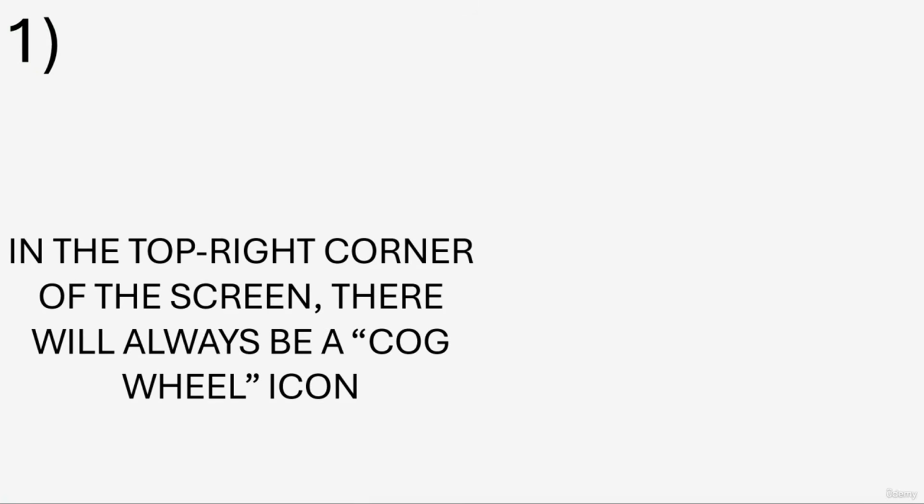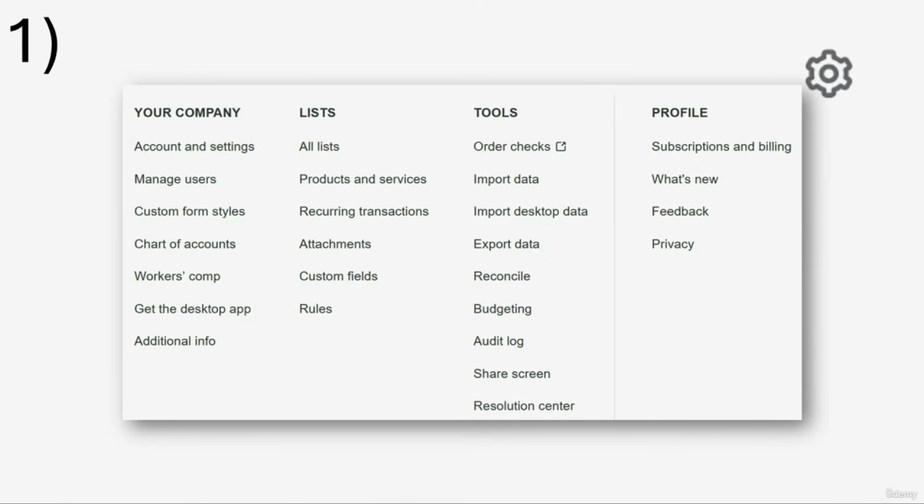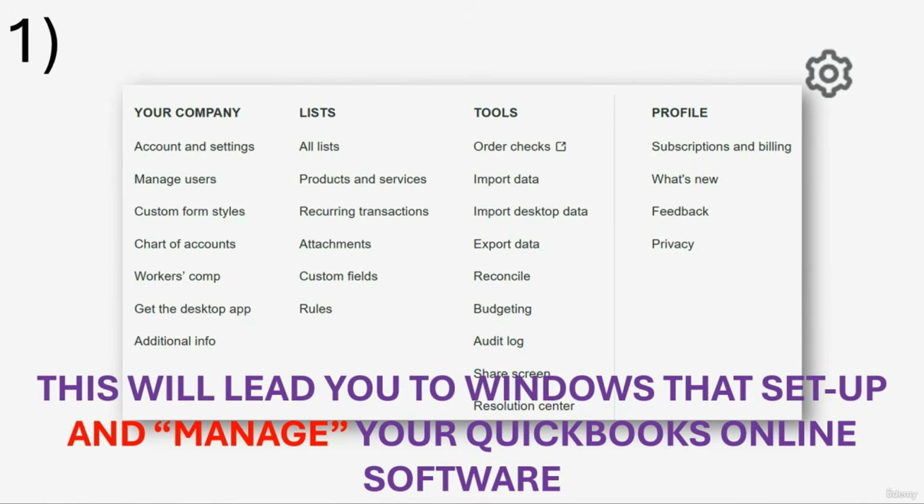When you look at your QuickBooks Online, firstly, you will notice that there will always be in the top right corner of the interface an icon that looks like a cog wheel. And when you click on this icon, you will get links to items that help you set up and manage your QuickBooks Online. Things like putting in customer and vendor data, setting up the chart of accounts, adjusting the defaults, and so on, can all be accessed by the cogwheel in the top right.